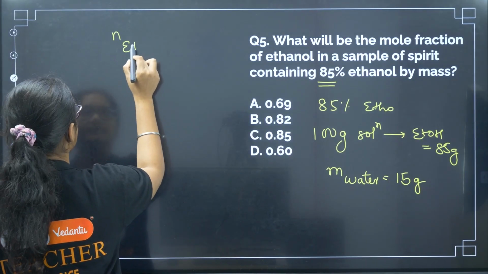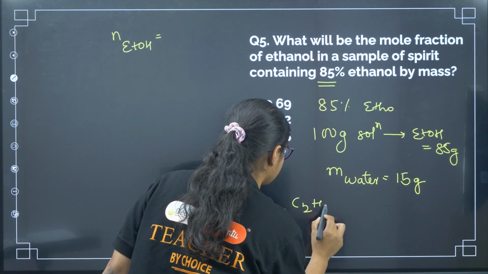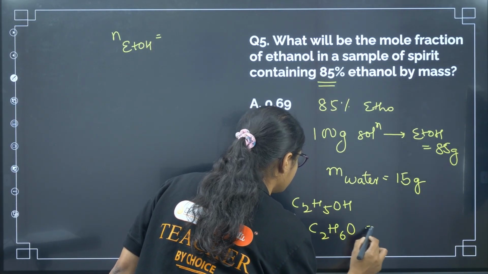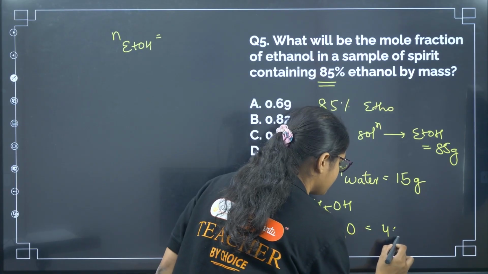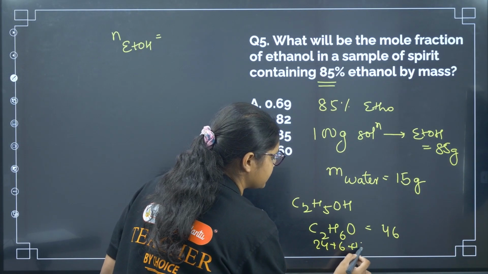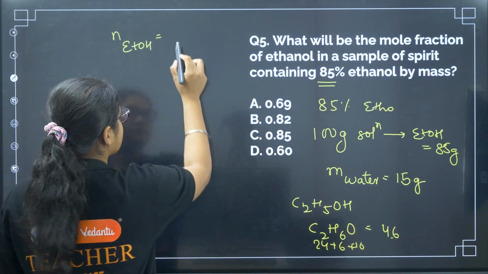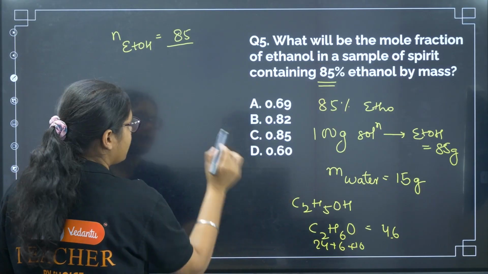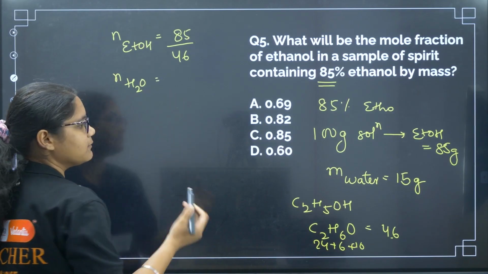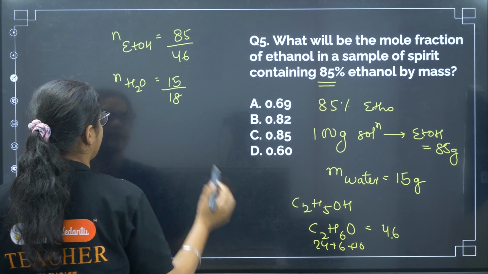So number of moles of ethanol: if you calculate the molar mass of ethanol, that is C2H5OH, that is C2H6O, so this will be 46. Carbon will be 24, this is 30, 30 plus 16 is 46, right? So number of moles of ethanol will be mass of ethanol, that is 85 divided by 46, and number of moles of water will be given mass by molar mass. So given mass is 15 and this one is 18, right?